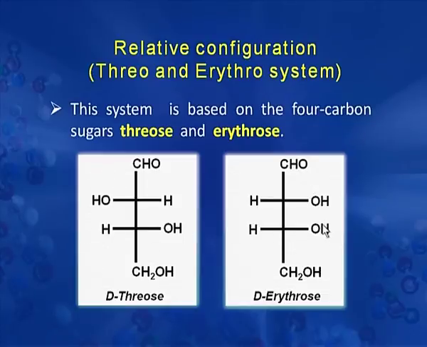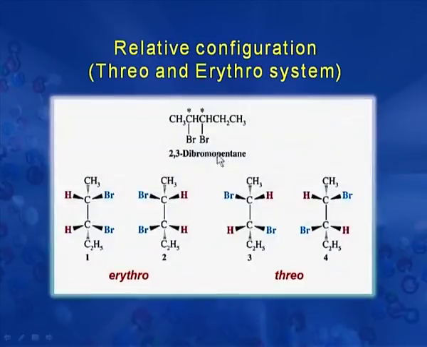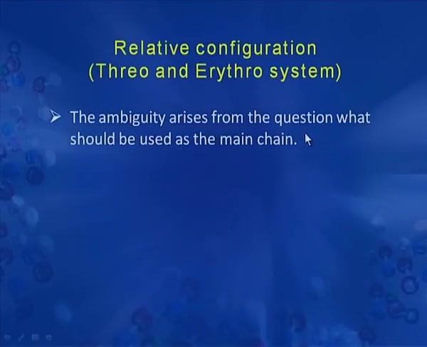These two sugars were used to compare compounds. Those which have the substituents across are called threo isomers, and those which have the substituents on the same side are called erythro isomers. Like the isomers of 2,3-dibromopentane, the 4 possible isomers are these. These two isomers have the bromine atoms on the same side, and so do their enantiomers. So they are classified as erythro, whereas when the two bromines are across, they are classified as threo. But again, this method raises some ambiguity.